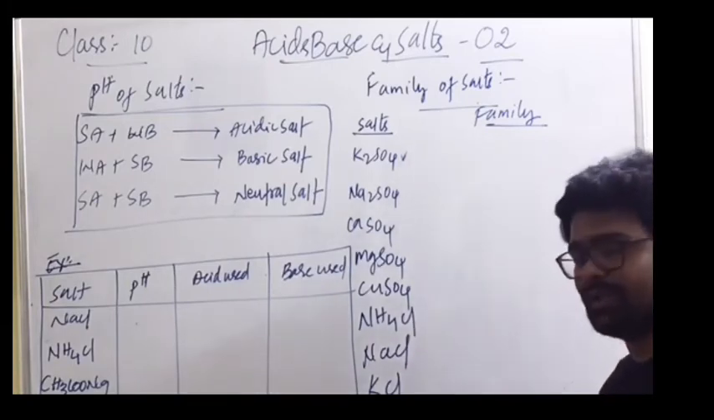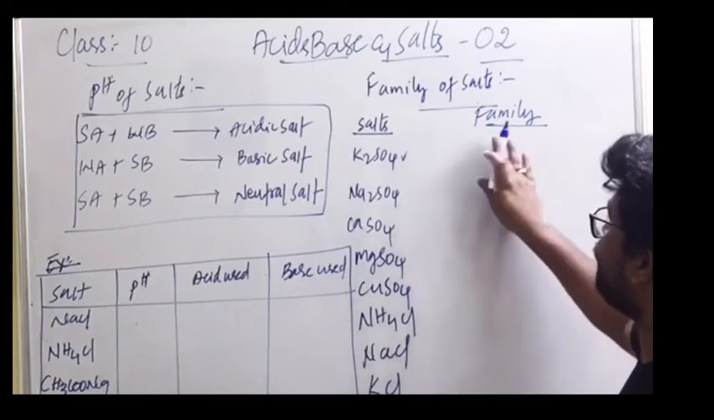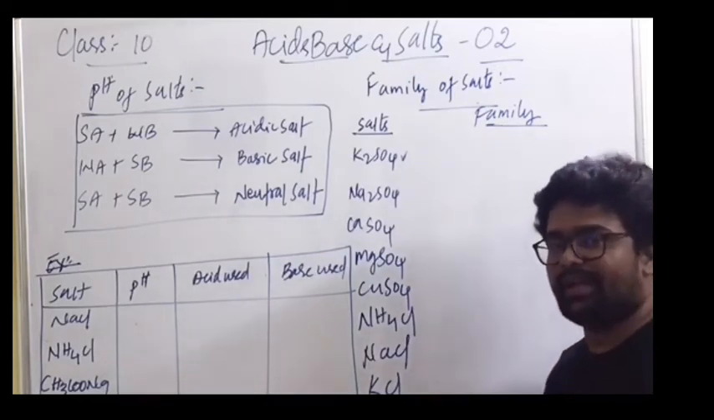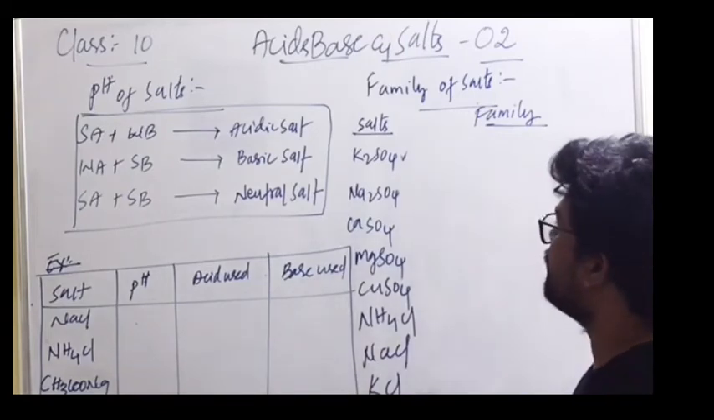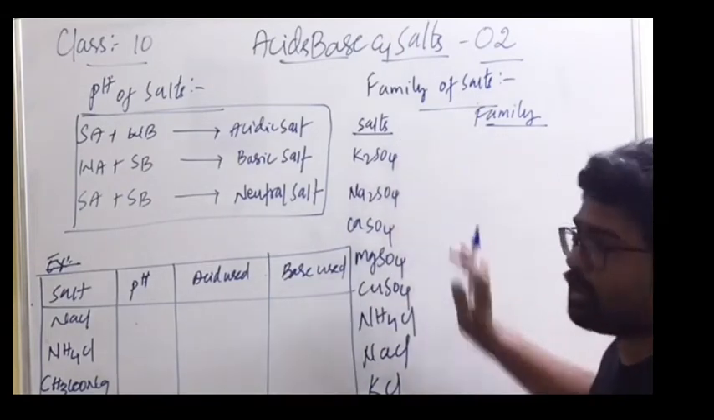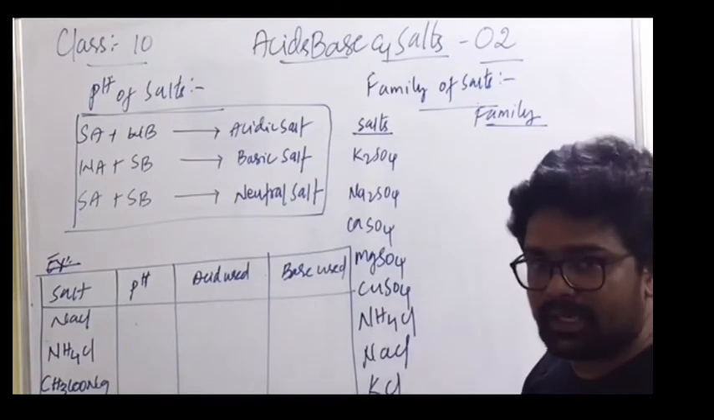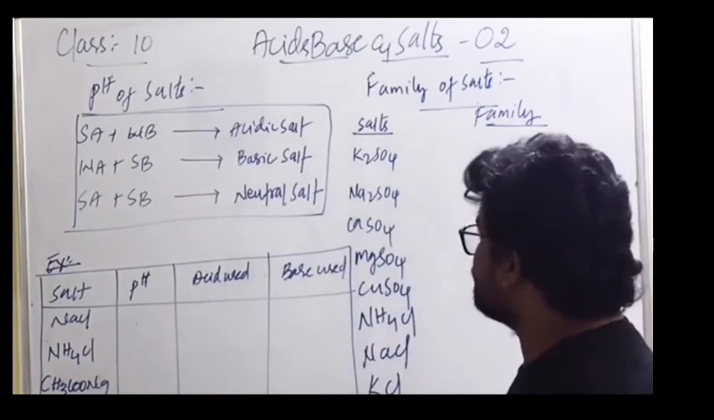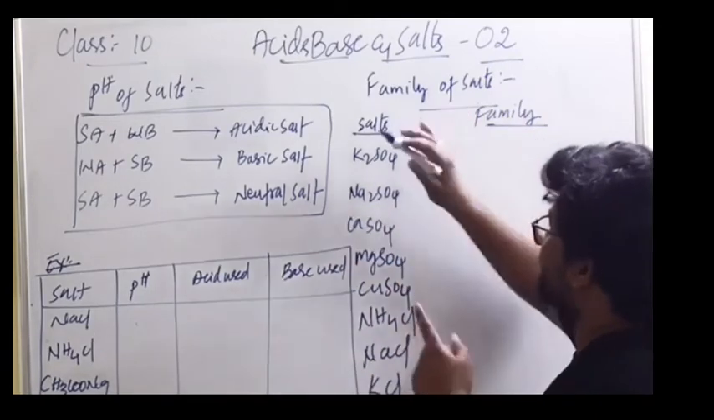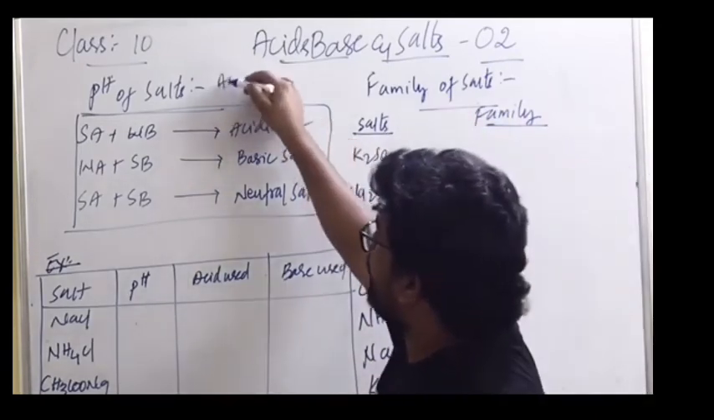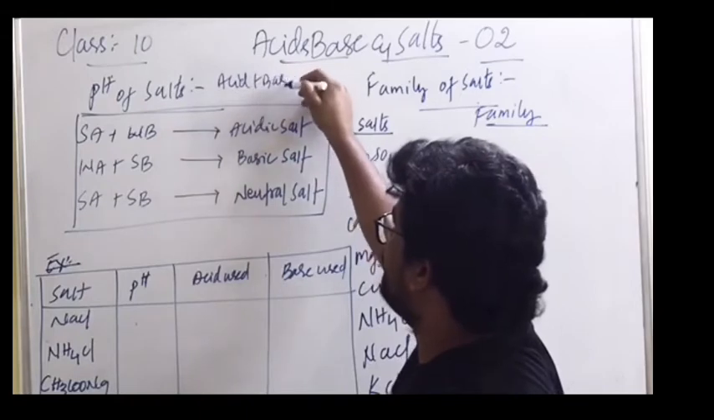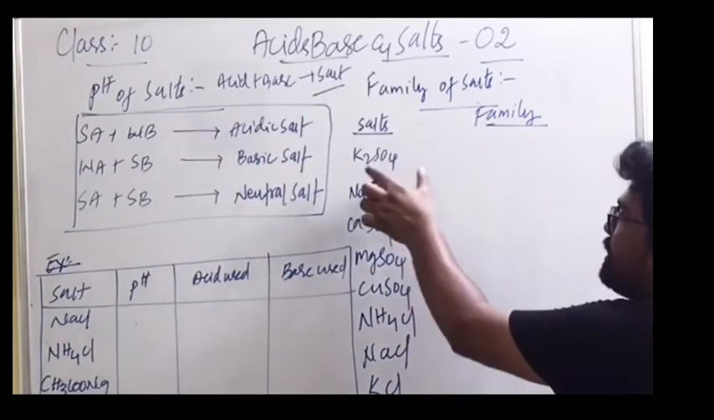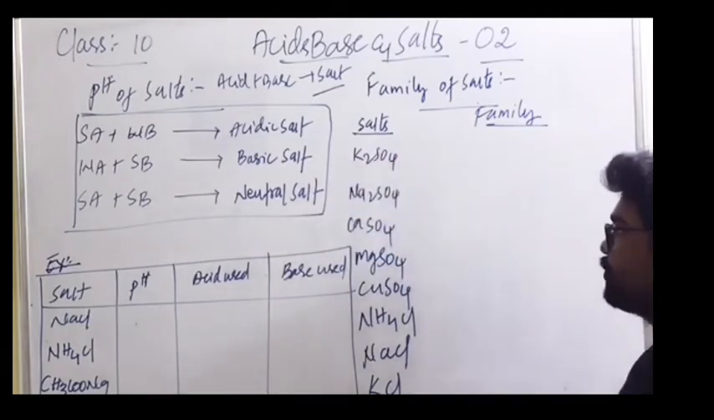Here is a list of salts, and you have to identify to which family these salts belong. Before we identify which family it belongs to, let us try to identify the acids and bases that are used to make these salts. Can you guess, students? As I said, how are salts formed? Acid plus base gives you salt, right? So now we have to guess the acids and bases that are used.